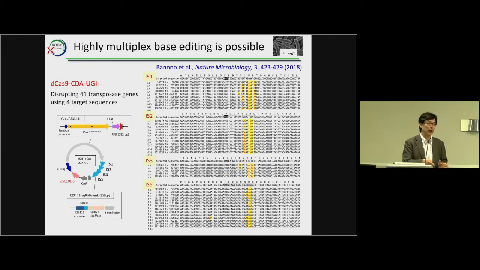So in a sense, the target AID system or base editing system can be utilized for that kind of purpose, several mutations at the same time for treatments.